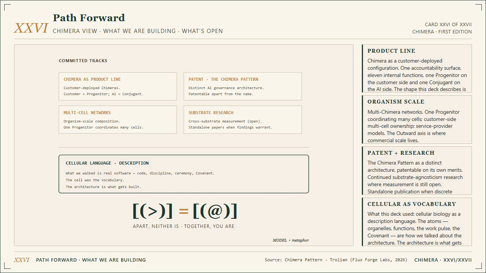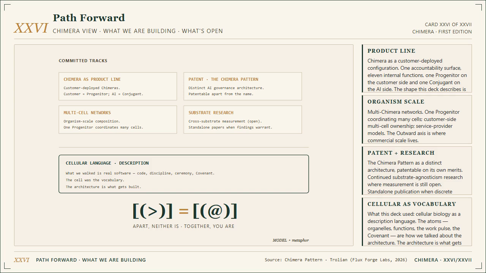Multi-cell networks. Organism scale composition. 1 progenitor coordinating many cells. Customer side multi-cell ownership. Service provider models. The outward axis from card 23. This is where commercial scale lives.